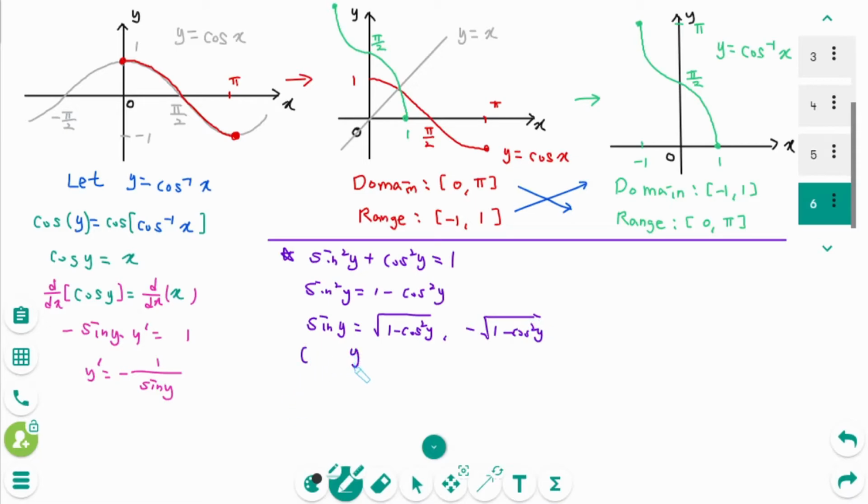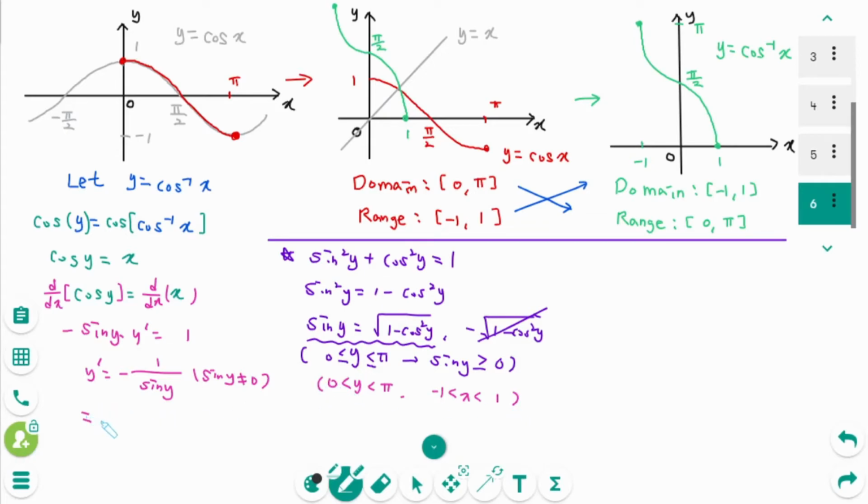The range is 0 to pi. That means sine of y is always greater than or equal to 0. So sine of y is always positive. But now, since sine of y is the denominator, it can never be 0. That means y is between 0 and pi. Then x is between minus 1 and 1.